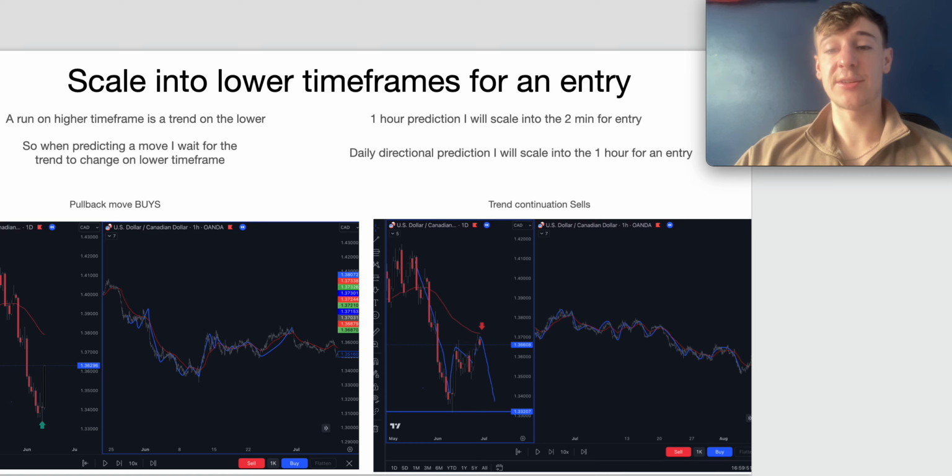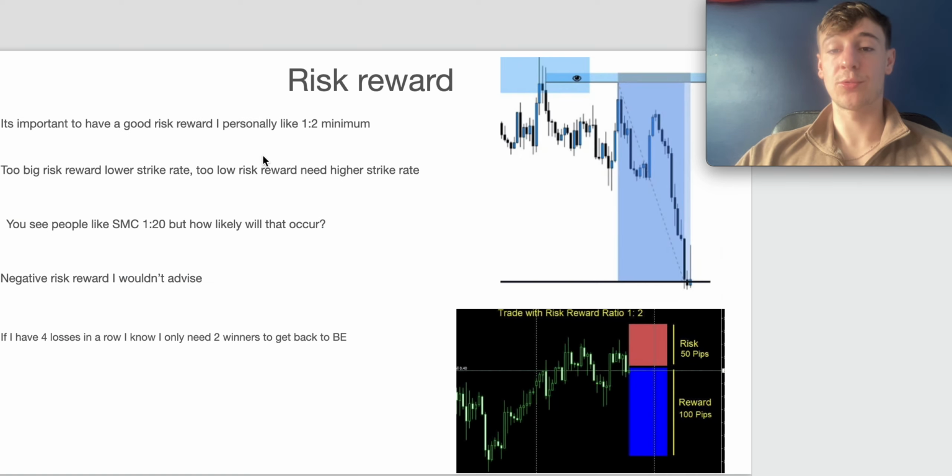And lastly, once you're scaled into the lower time frames, got your entry and it's all aligned, you want to make sure you have a good risk reward so that if you are wrong on the position, which can happen, then if you're right, you can make double your risk. That way, if you have a couple of losses in a row, like 4 losses in a row, with a 1 to 2 risk reward you get back to break even.